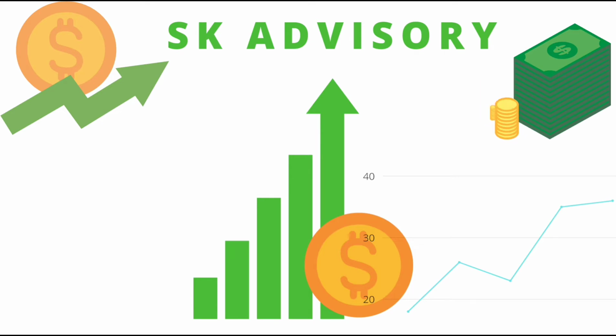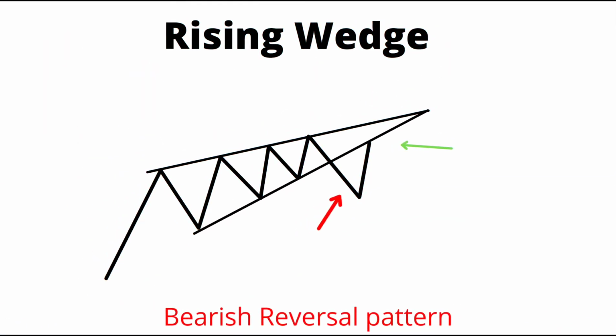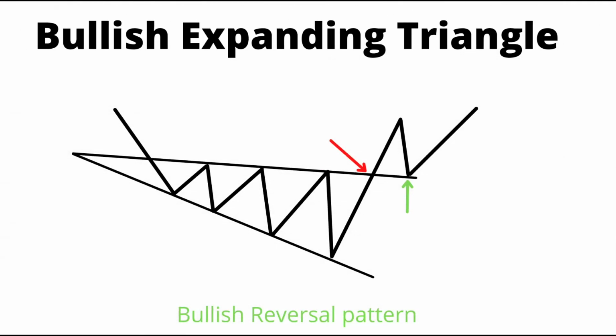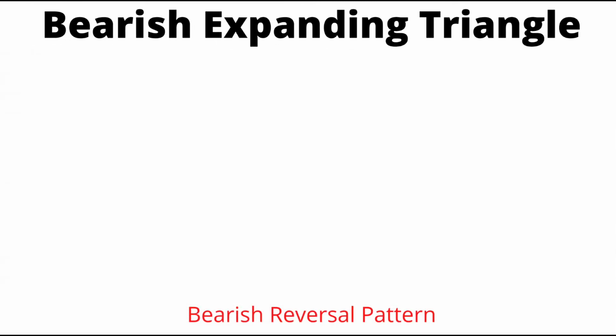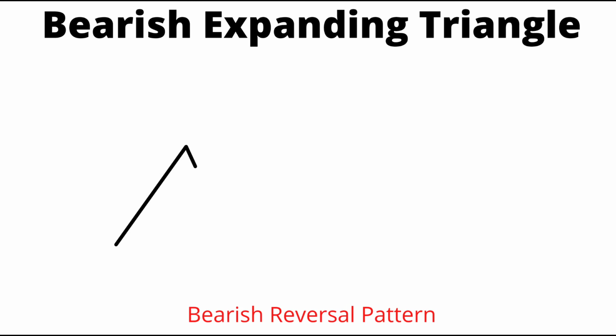This video is episode 6, a continuation on the basic knowledge of chart patterns. In the previous session we analyzed two charts, the rising wedge and the bullish expanding triangle. In this session we are going to analyze the bearish expanding triangle. It is a bearish reversal pattern in which price goes up, then an expanding triangle appears, signaling a reversal to the downside.